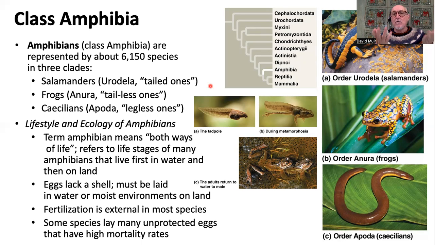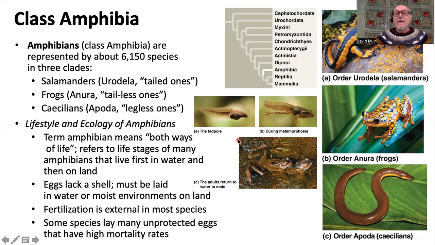Those eggs have no resistance to desiccation. They will dry out really quickly if they were laid up on land. They have to be laid in the water. So what makes the egg so fragile in terms of drying out is it has no shell. It has a jelly-like covering, but it has no shell which would resist drying out.